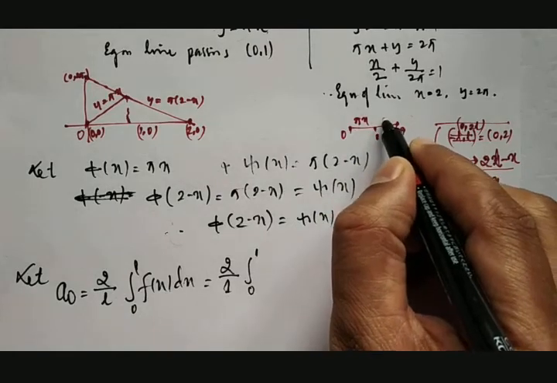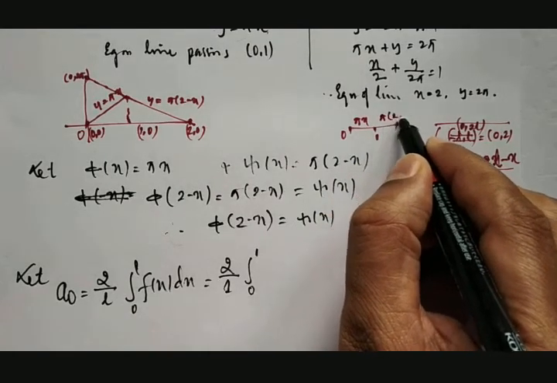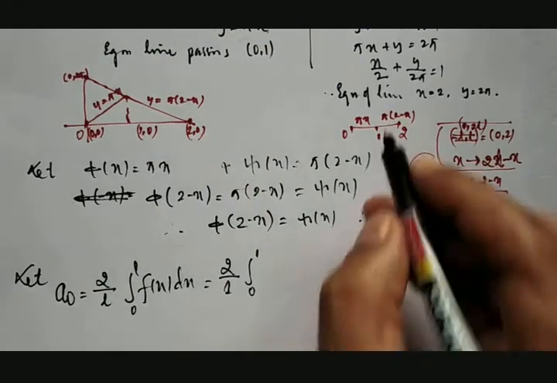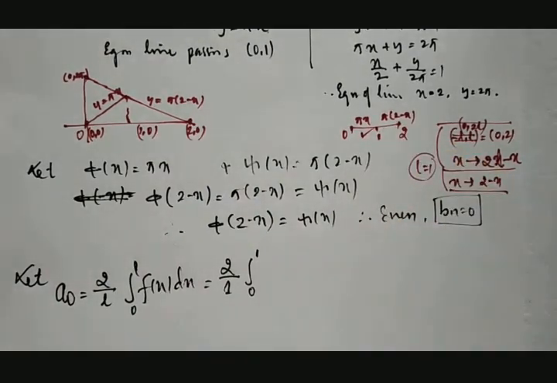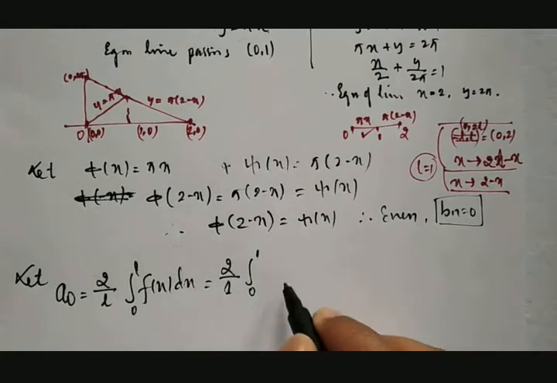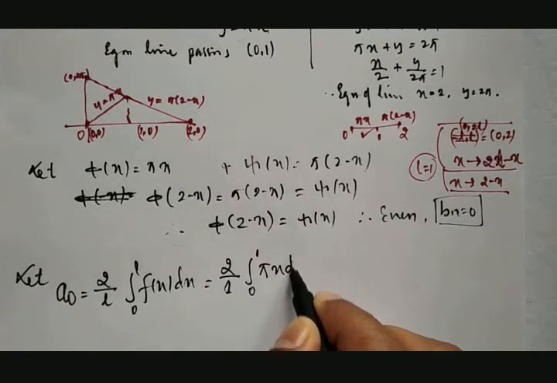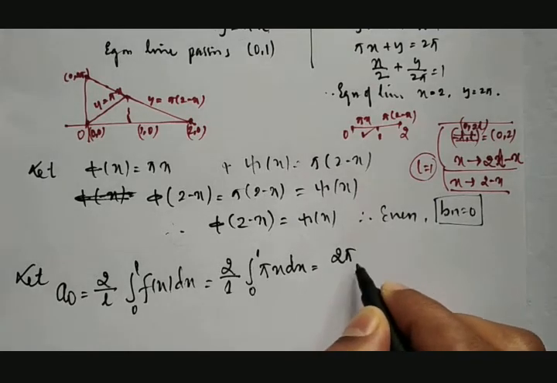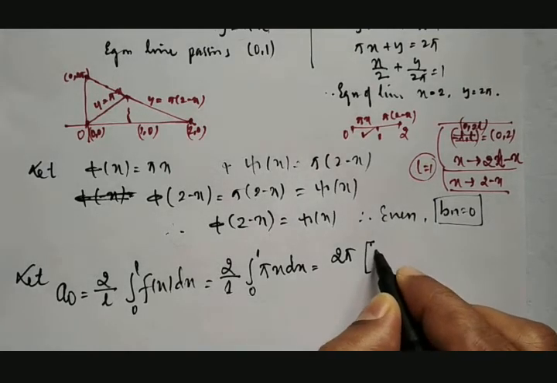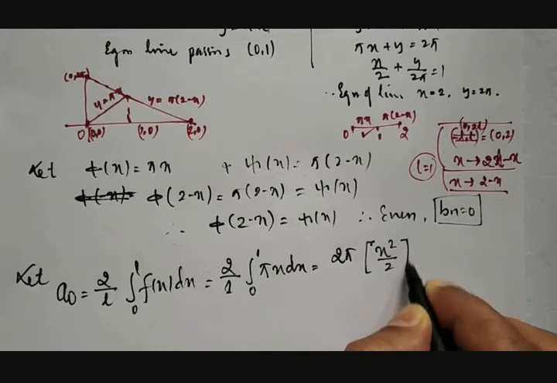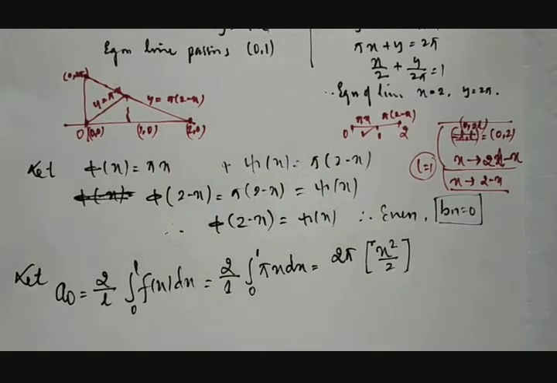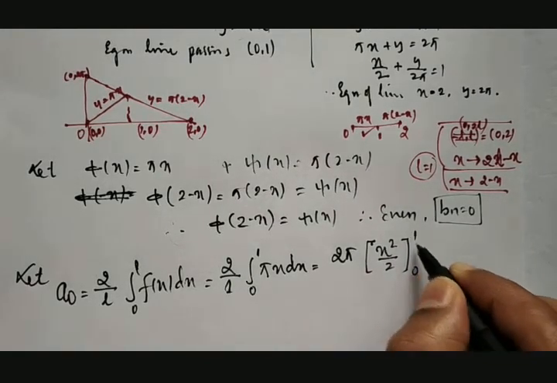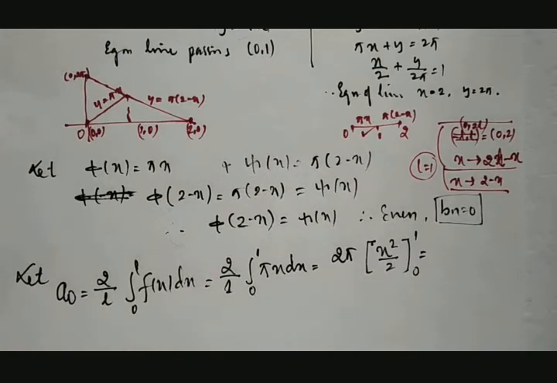Between 1 to 2, it is pi into 2 minus x. Therefore, we are preferring this because it is between 0 to 1. That is pi x with respect to x. So pi will be taken out. Then it becomes 2 pi into integration of x, which is x square by 2 between 0 to 1. Substitute upper and lower limit.